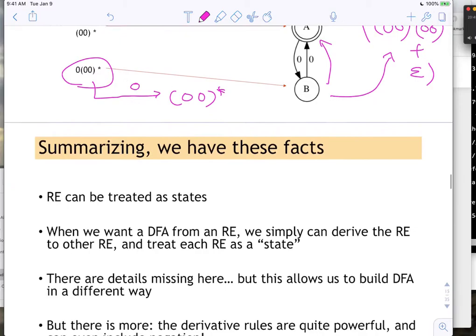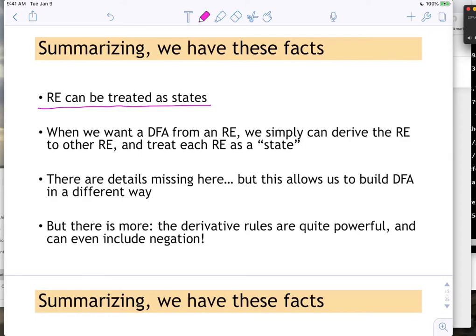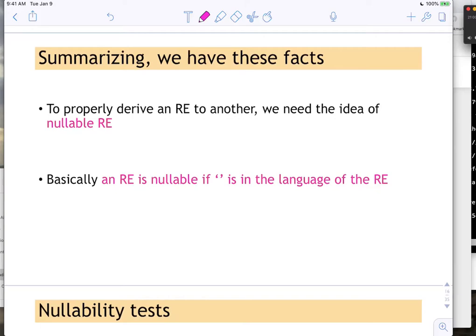So the general idea we are going after is REs can be treated as states. When we want a DFA from an RE, we simply can derive the RE to another RE and treat each RE as a state. The key thing to make all this work is a single idea, one more idea we need called nullability, which is simple. An RE is nullable if epsilon is in its language. That's a good indicator of that RE having an immediate acceptance option. If an RE contains epsilon in its language, and you are getting that RE as a state descriptor, when you reach that RE which has epsilon in it, you can treat that guy as an accepting state.